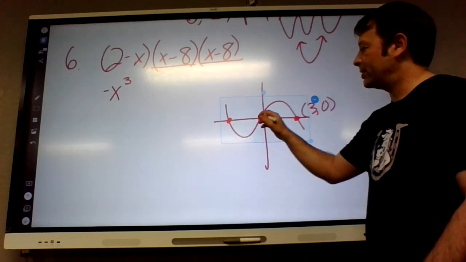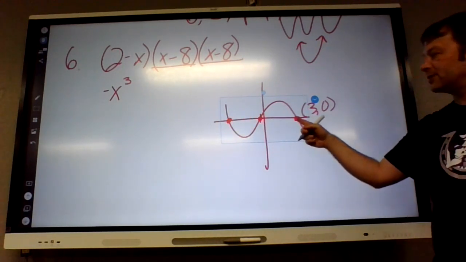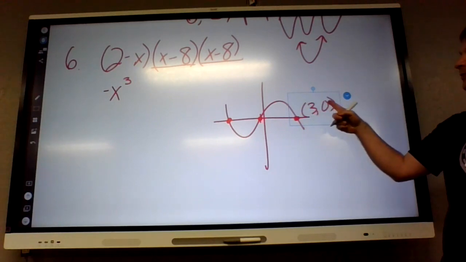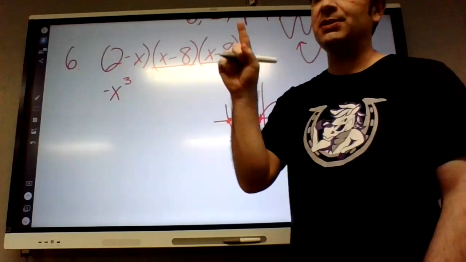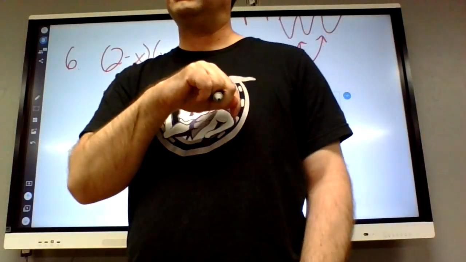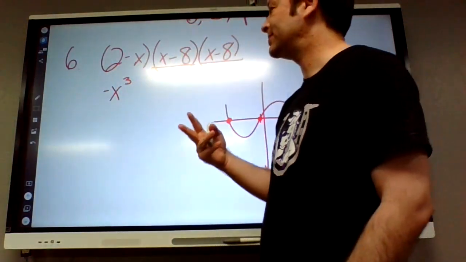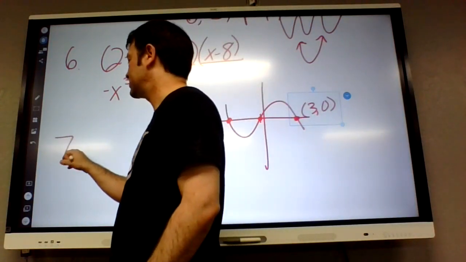On the graph, where it crosses the x-axis, these are the zeros of the function because these are the values that make the function equal 0. So the first question on 7 is, how many zeros of the function are there? 3, because it crosses the x-axis 3 times.